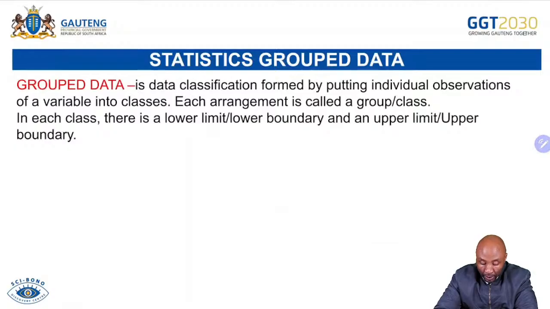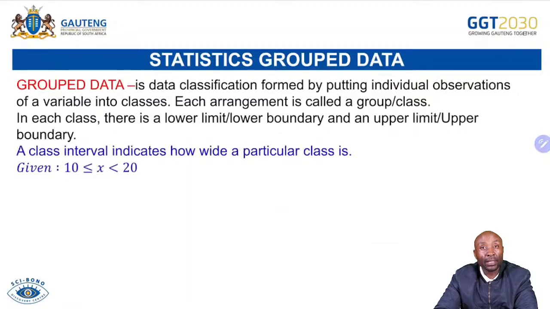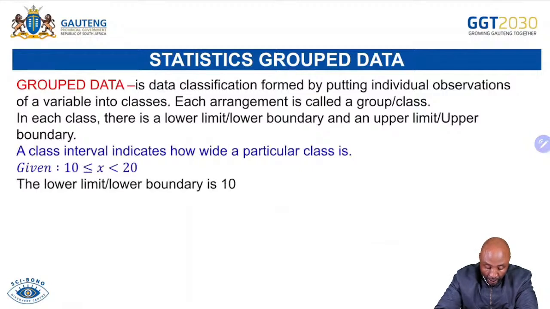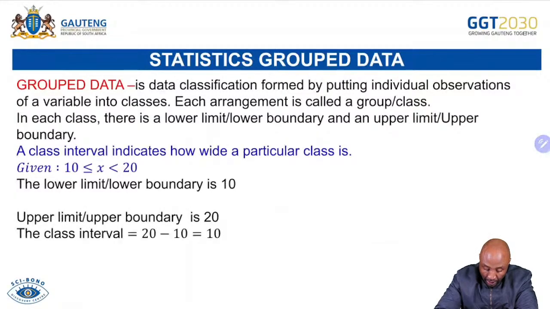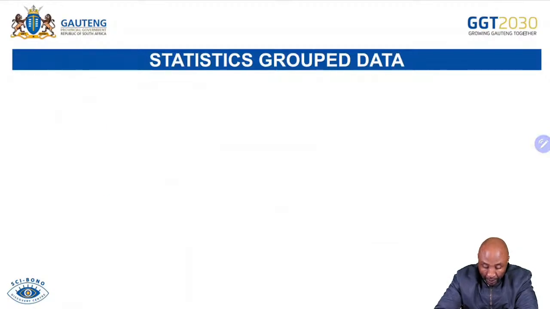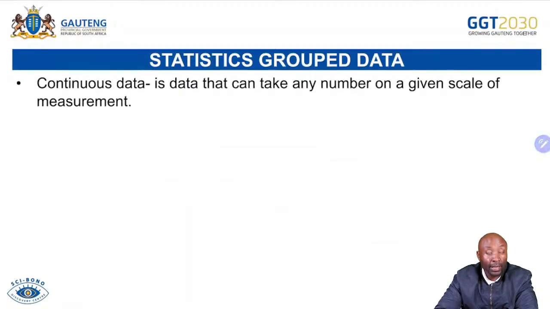So we are grouping according to the interval that one falls into, and we are saying between 10 and 20 we have that interval. We also have our lower limit as 10 and our upper limit as 20, and we also say the class interval becomes 20 minus 10, which gives us 10. And for our grouped data, we use it to represent continuous data.